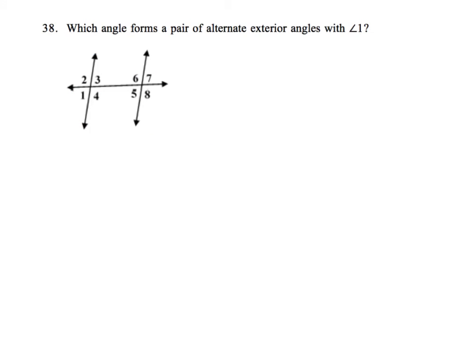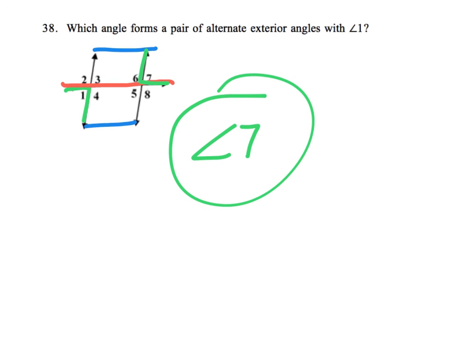38 says, which angle forms a pair of alternate exterior angles with angle 1? So we're looking at angle 1 here. We want alternate exterior angles. So they need to be on alternate sides of my red line. They need to be on the outside, exterior, of my blue lines. So on the opposite and exterior, we have angle 7. So our answer here would be angle 7. Alternate exterior angles, angle 1 and angle 7.